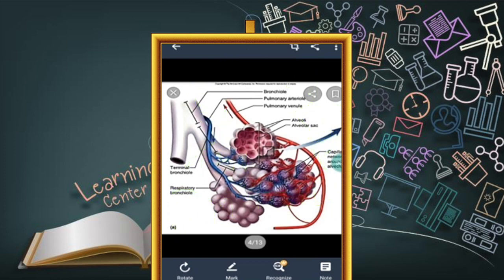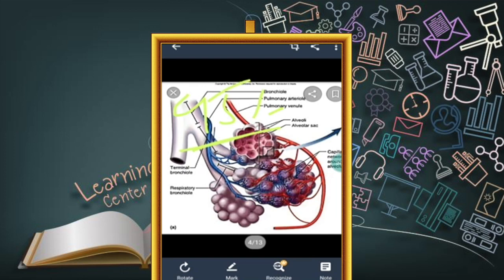Type 1 pneumocytes occupy about 95% of the alveolar chamber. These are thin, broad cells made up of squamous epithelial tissue. So almost 95% of the place in the alveoli of the lungs is occupied by type 1 pneumocyte cells.